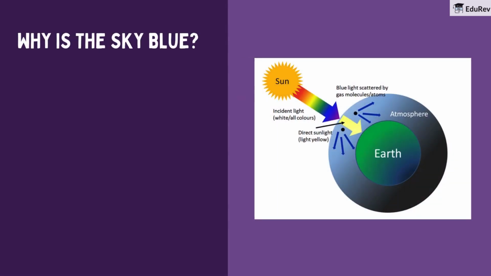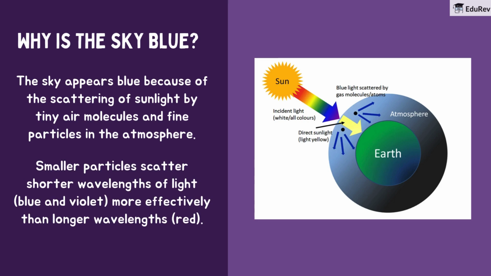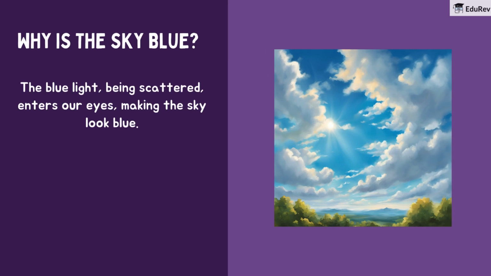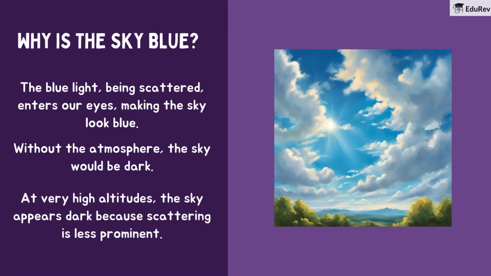Why is the sky blue? The sky appears blue because of the scattering of sunlight by tiny air molecules and fine particles in the atmosphere. Smaller particles scatter shorter wavelengths of light, blue and violet, more effectively than longer wavelengths, red. The blue light being scattered enters our eyes, making the sky look blue. Without the atmosphere, the sky would be dark. At very high altitudes, the sky appears dark because scattering is less prominent.